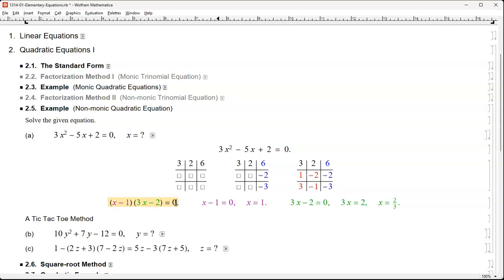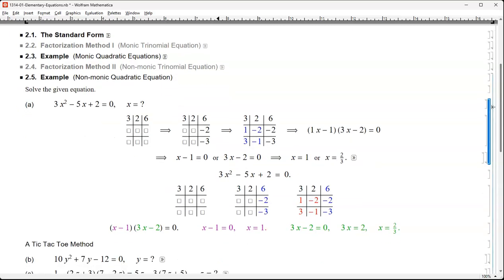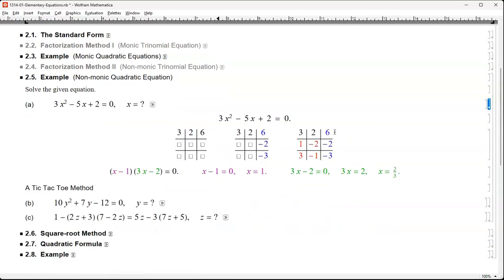From this factorization, the constant term is the numerator and the denominator is the coefficient. 1 over 1, and we have a sign change. 2 over 3, and this is negative, so we have a sign change, so we have positive 2/3. Let's see, do we have the answer key here? Yeah, 1 or 2/3. But let's keep this tic-tac-toe as a reference.